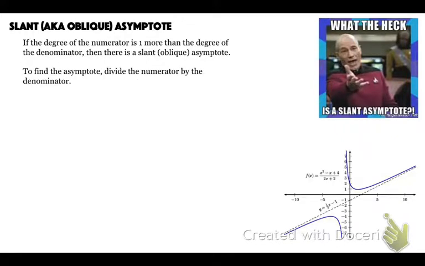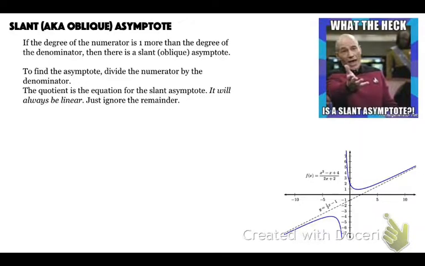To find the asymptote, we have to divide the numerator by the denominator. And the quotient is the equation for the slant asymptote. It will always be linear. So it will always be in the form of y equals mx plus b. And we just ignore the remainder, okay? We don't care about the remainder.